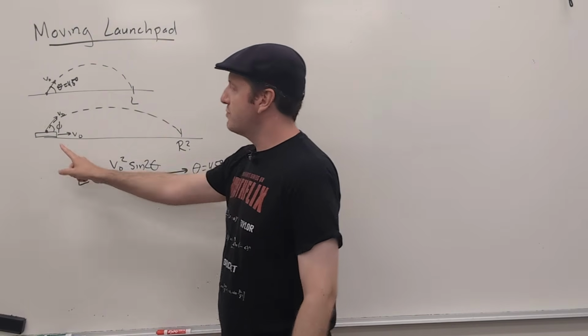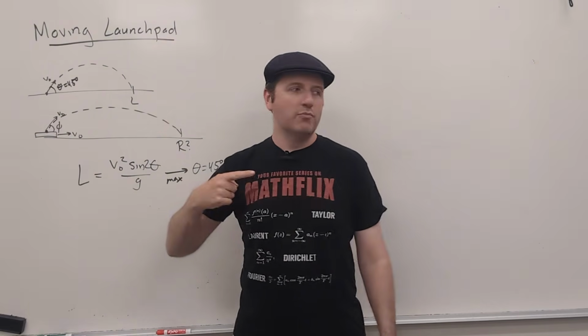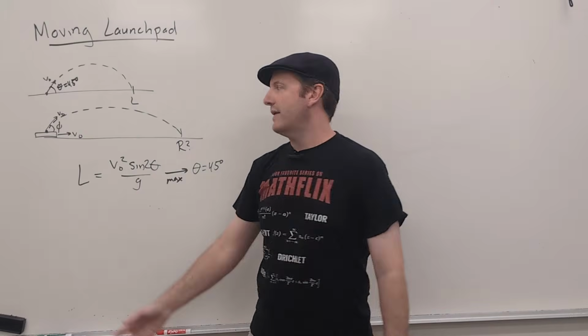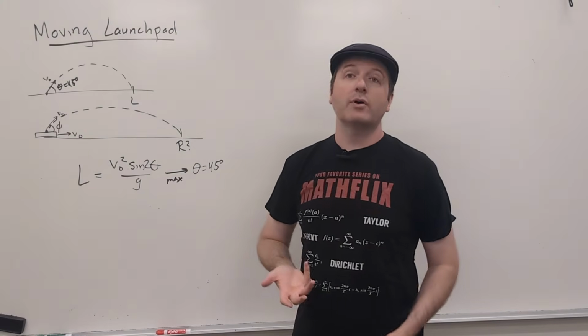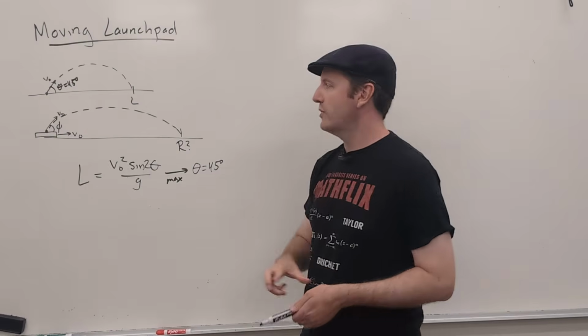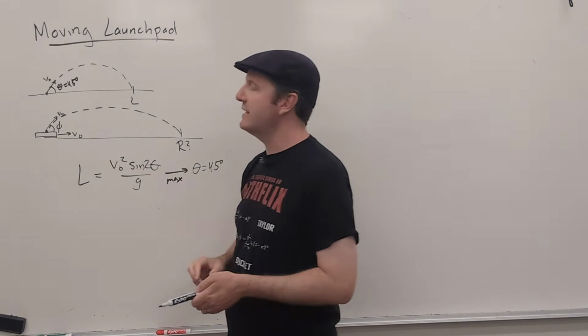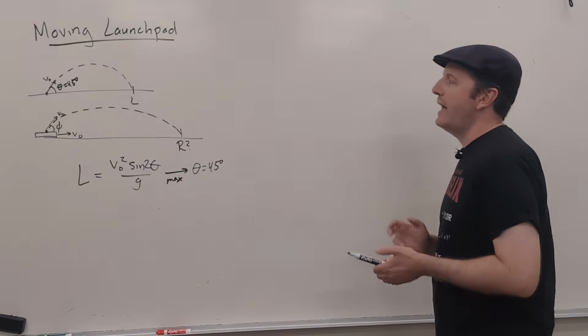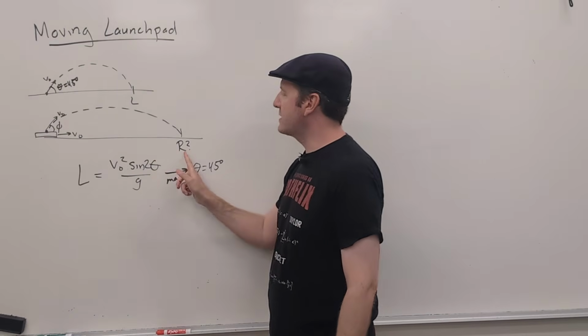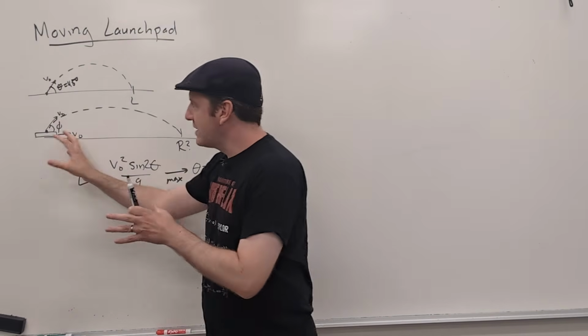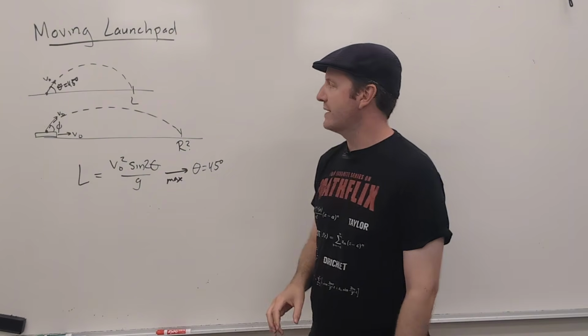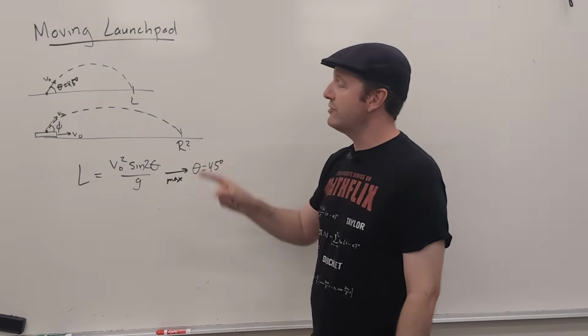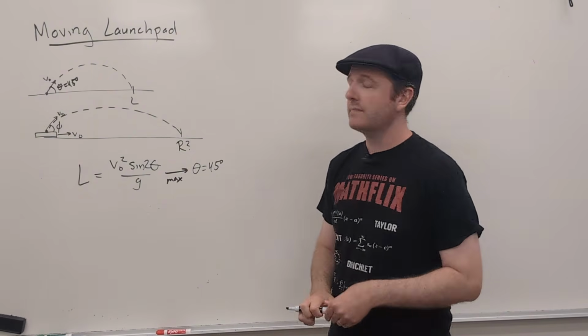And let's say that this platform is moved forward to the right at the same speed that the cannonball gets launched from the cannon. So that v naught here is the same as the v naught that comes out of the cannon. And our new question is, what's the maximal range? Just given some moving platform here with respect to the ground, what is the maximal range of this projectile?